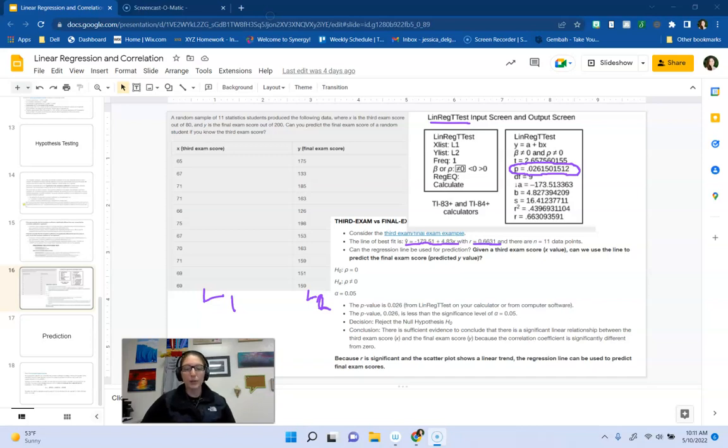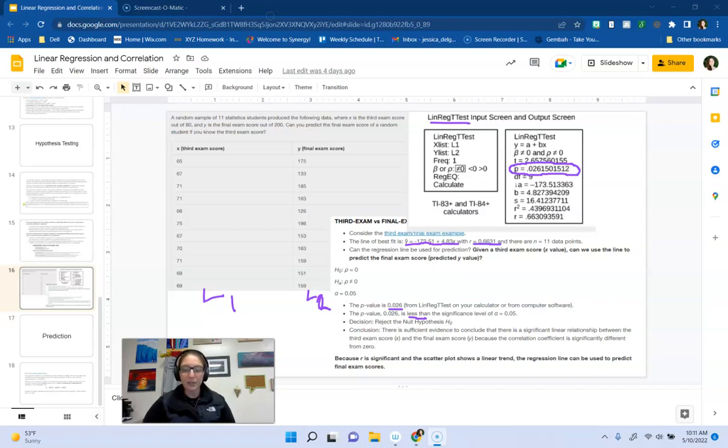Null is always rho equals 0. Alternative is always rho not equal to 0. Here's our significance level. Okay, so the p-value is 0.026. We got that from the calculator. It is less than alpha, right? If p is less than alpha, we reject the null. And if we reject the null, then there is sufficient evidence to conclude that there is a significant linear relationship between the third exam score and the final exam score.